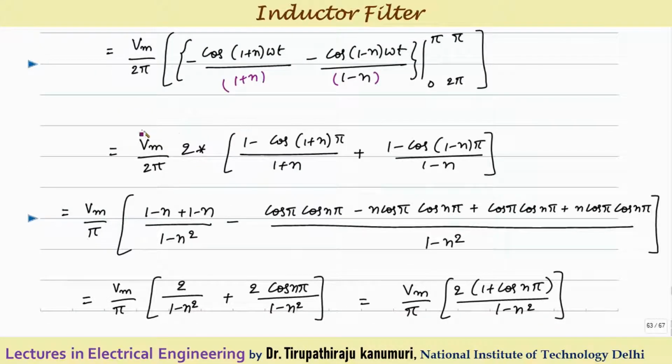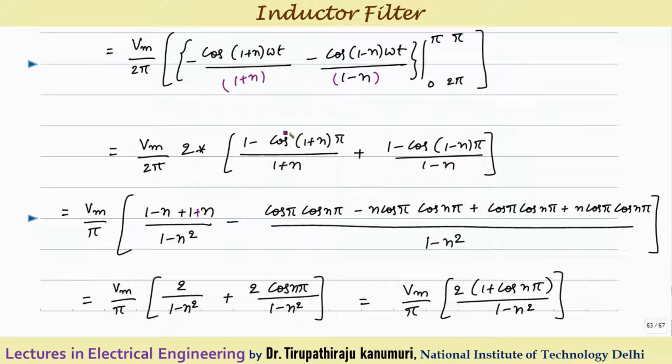So when you substitute, you will get V maximum by 2 pi into 2 times this value, so this 2 will cancel. This I can write as V maximum by pi into, separating the cosine component and the remaining component, 1 by 1 plus n plus 1 by 1 minus n. When you simplify it, it becomes 1 minus n plus 1 plus n divided by 1 minus n square, so this will be equal to 2 divided by 1 minus n square.